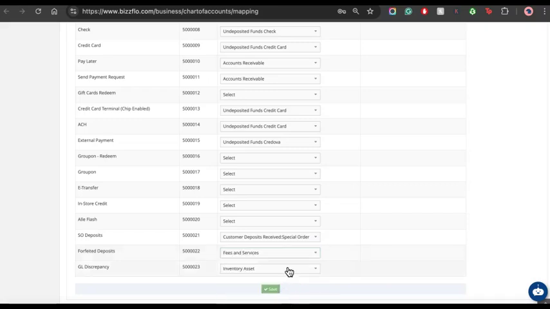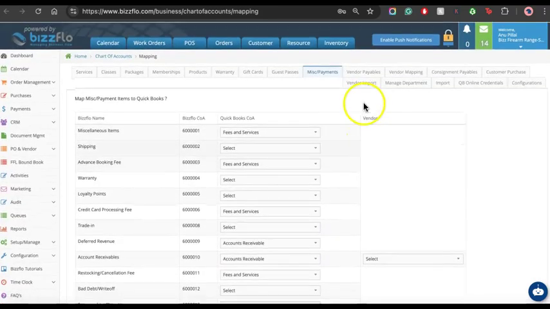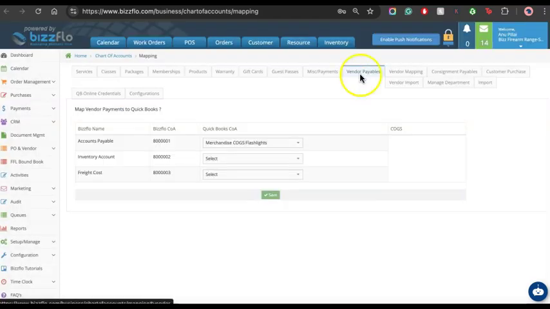Vendor payables and inventory management. Vendor payables are accounts payable related to vendor transactions. Accounts payable must be mapped to the corresponding payable account in QuickBooks. Inventory accounts are recorded based on transactions, ensuring inventory increases when making payments. Freight costs can be captured separately when paying vendors. Vendor mapping.